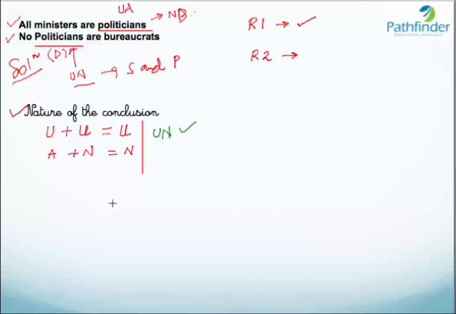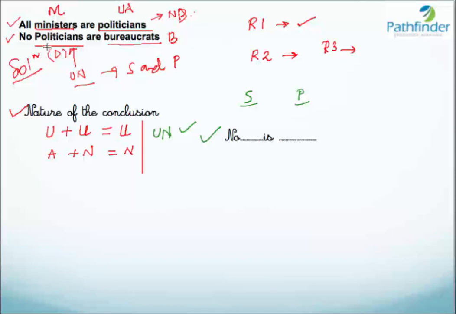So what is the format of a universal negative statement? The format of a universal negative statement is: no dash is dash, and both the dashes have to be filled with a subject and a property. Now let us apply rule number 3 here. And what does rule number 3 talk about? Rule number 3 talks about the remaining two terms. The remaining two terms are ministers and bureaucrats. I will write M for ministers and B for bureaucrats.